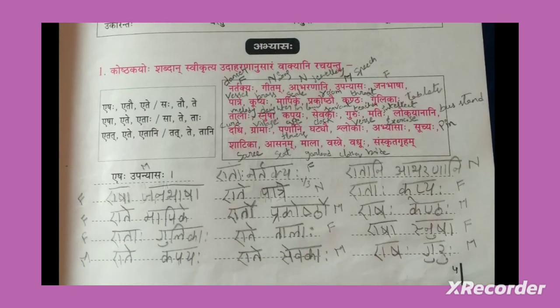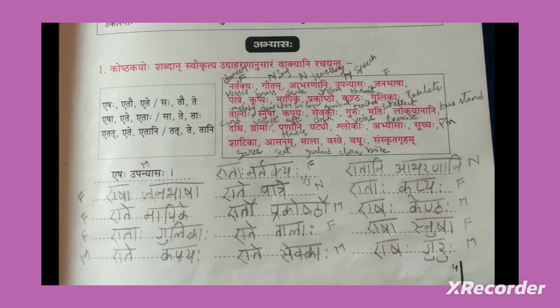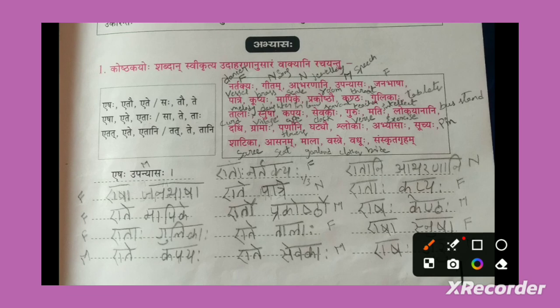See the second half of page number 5. They have given you Yesha, Etau, Ete. You know, right? Yeshaha means this. Saha means that. So all these male gender, female gender, neuter gender forms they have given for this and that.